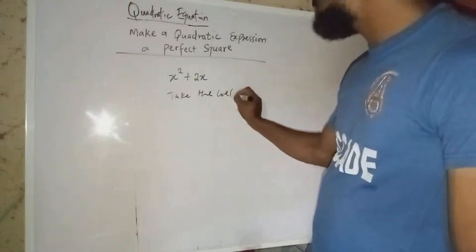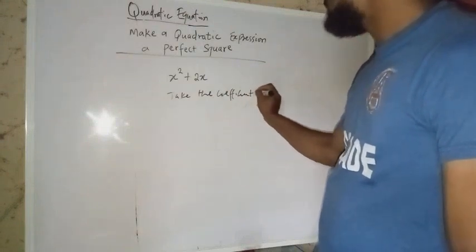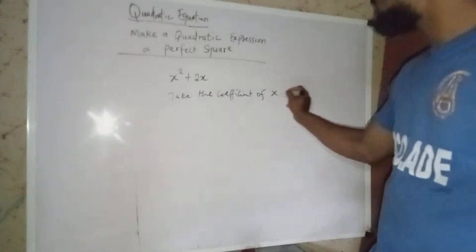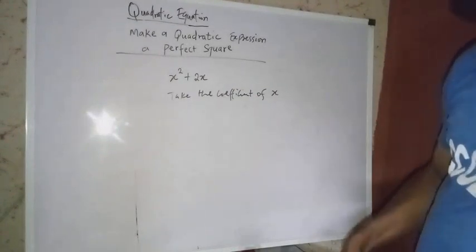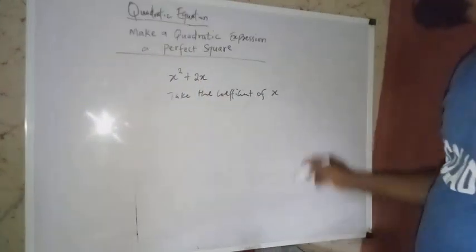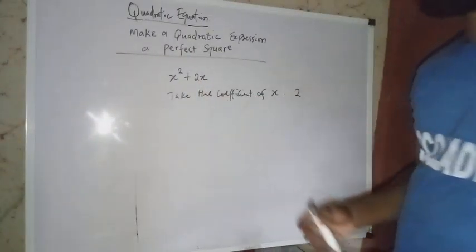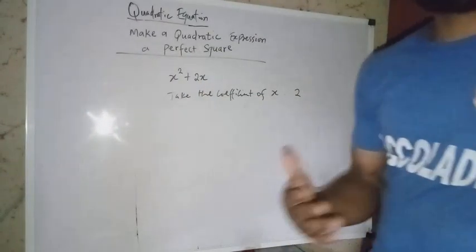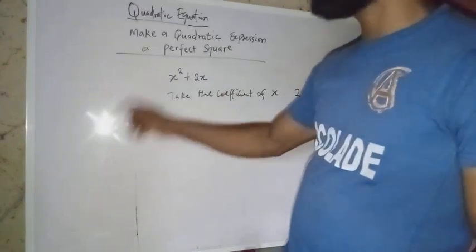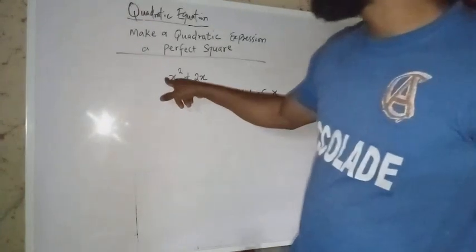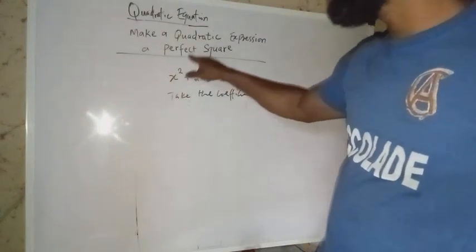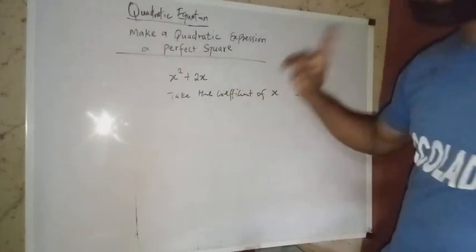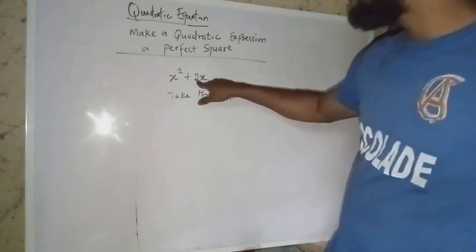Take the coefficient of x. Now, what's the coefficient of x here? The coefficient of x is what? 2. I used to have this problem with some people. When I ask them the coefficient of x, they think about the coefficient of x squared, not x. Coefficient of x here is what?